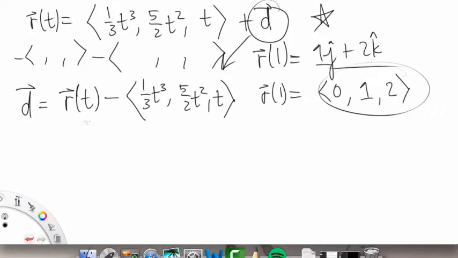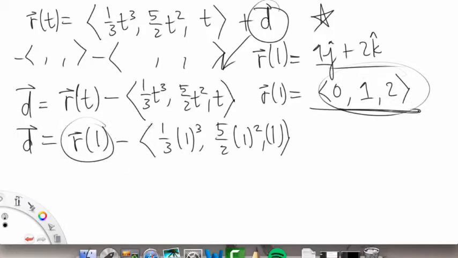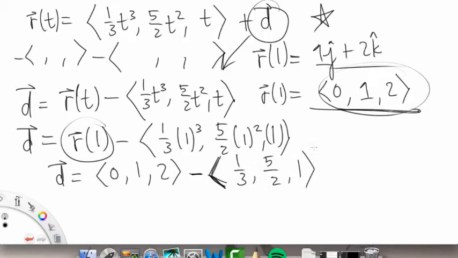And now what we're going to do is just plug in a 1 for the t's, so we can solve for our constant vector. So r of 1 minus 1 over 3, and we're going to plug in a 1 for all of the t's. So if we're plugging in a 1, we get 1 squared, and finally a 1 there. And for this vector, we plug in our initial condition. So this is going to turn into d is equal to 0, 1, 2, and then we subtract a 1 over 3, a 5 over 2, and a 1.